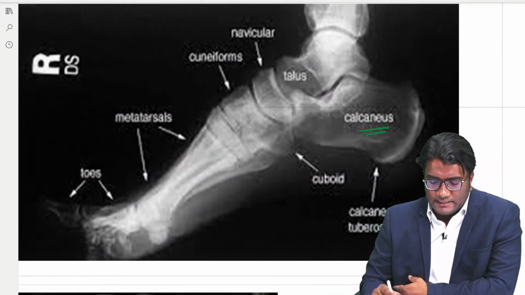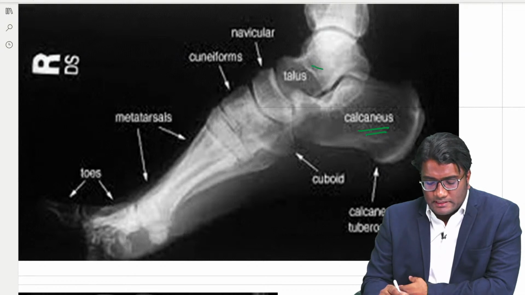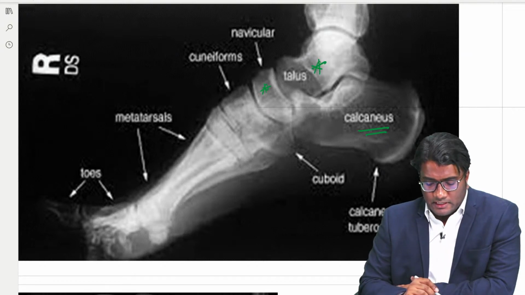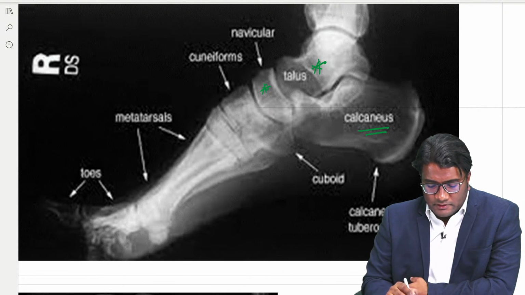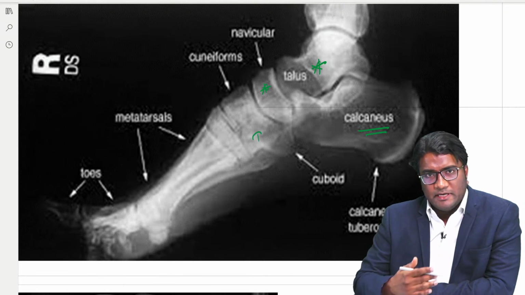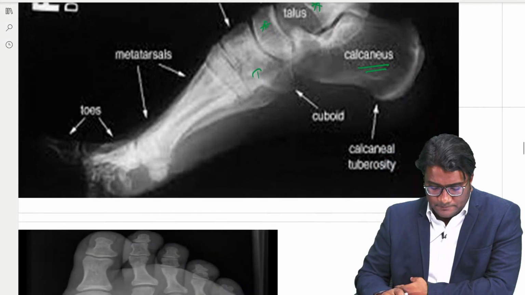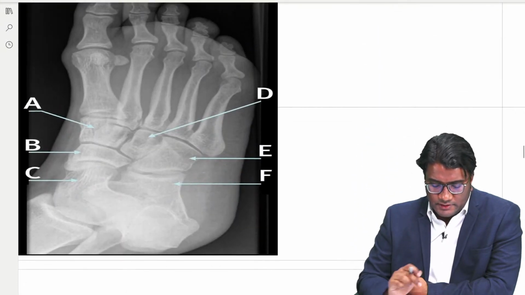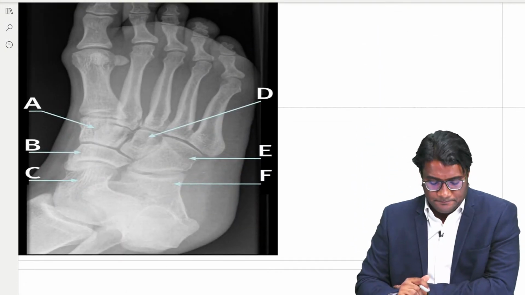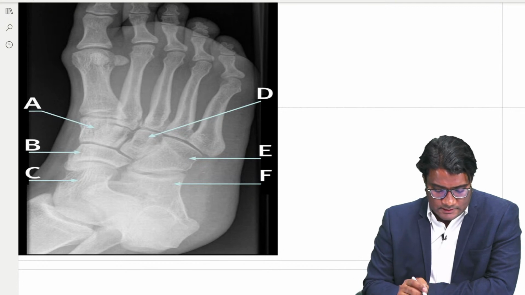So this is the calcaneus, the heel, right? This is the talus. Anteriorly, you have the navicular. Then anterior to navicular, you have the three cuneiform bones: the medial, the intermediate, and the lateral cuneiforms. So with that information, now you tell me, what is A?